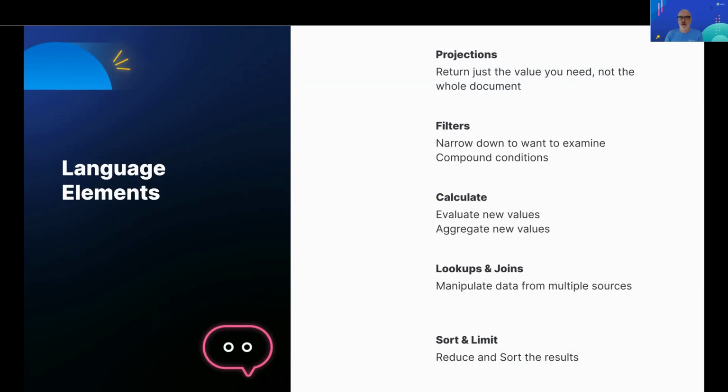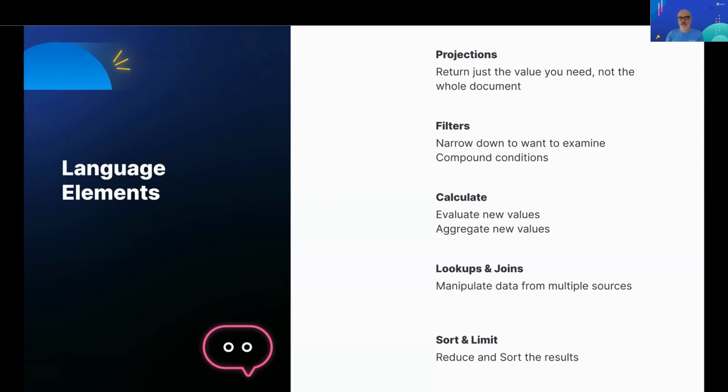Returning to the language components, there are 5 major groups. Projections, so that you can return just the fields you're interested in rather than the whole document. Filters to narrow down the documents of interest. And the ability to compute new values as well as aggregate sums, averages, and other statistical functions on the fly. All these computed values can be used in subsequent stages of the pipeline.